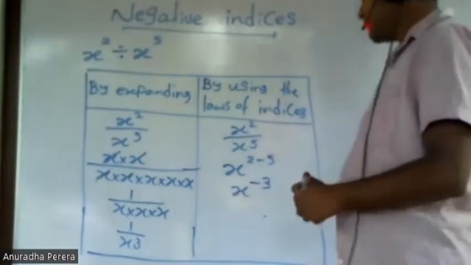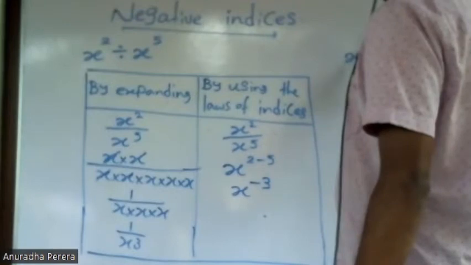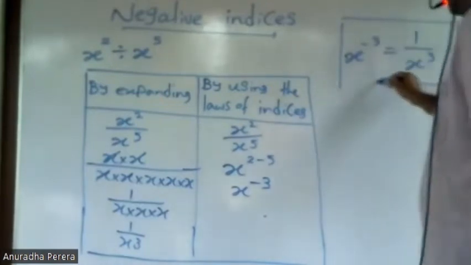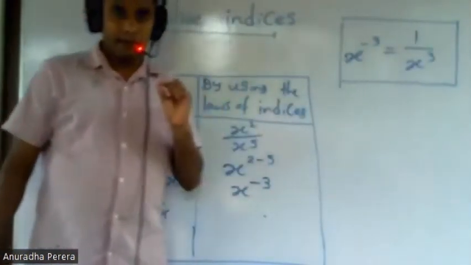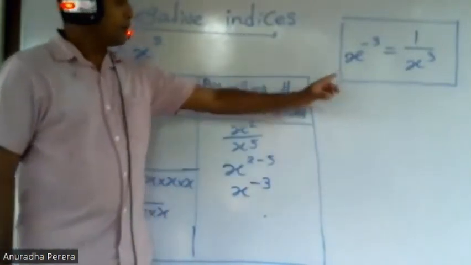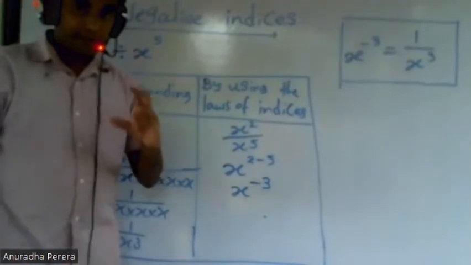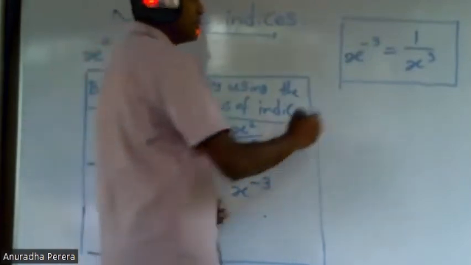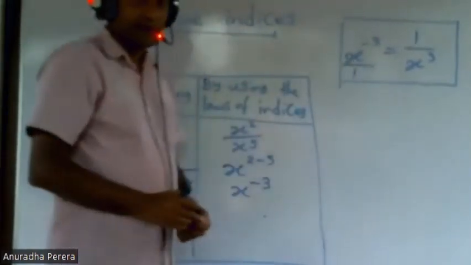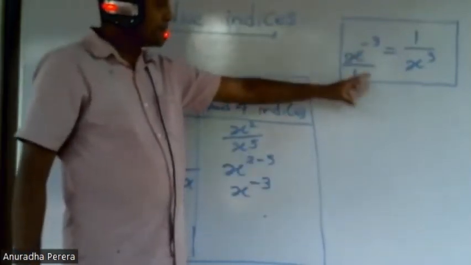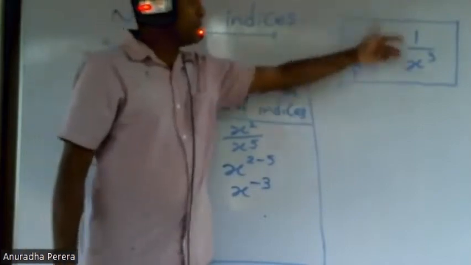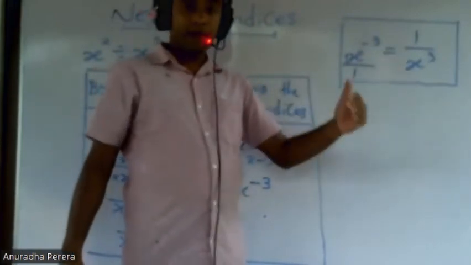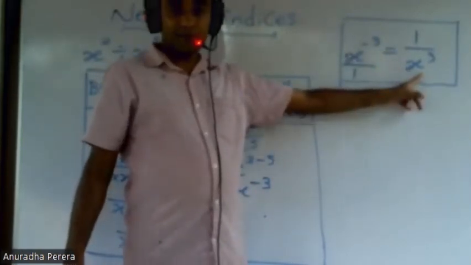There's a relationship. We can obtain this relationship. X to the power minus 3 equals 1 over x to the power 3. This is the relationship. If there is a negative index, according to this relationship, it can be represented as a positive index by interchanging the numerator and denominator. Actually, the denominator here is 1, right? 1 goes to the numerator, x to the power minus 3 goes to the denominator, but it becomes positive: 1 over x to the power 3.